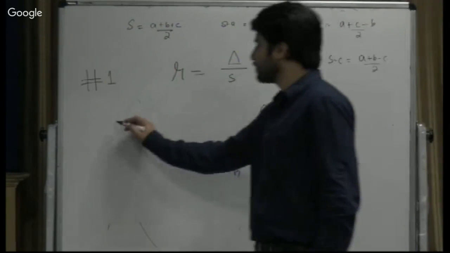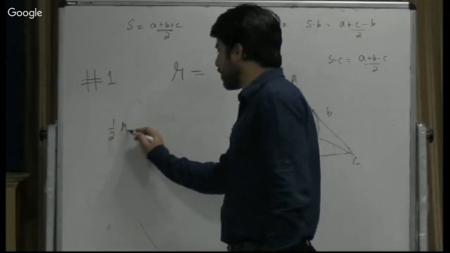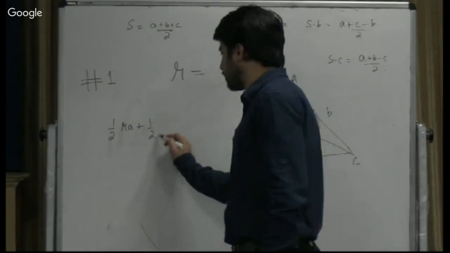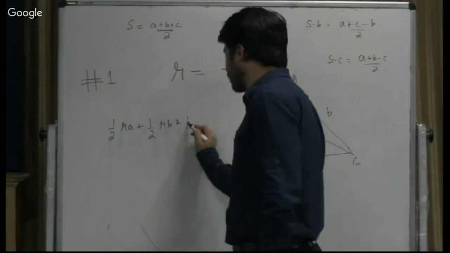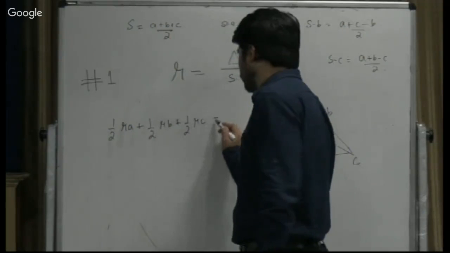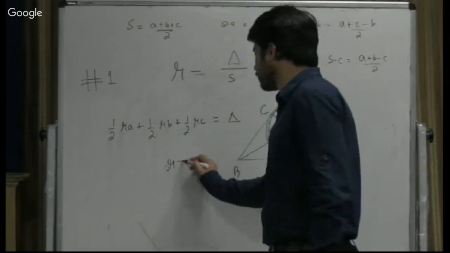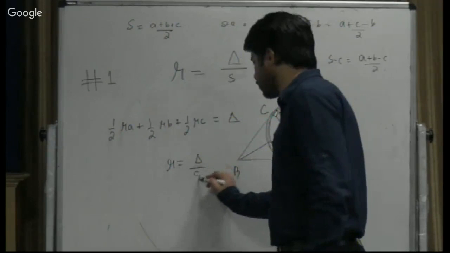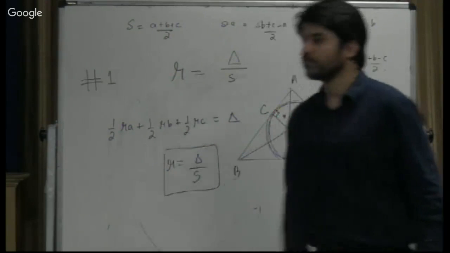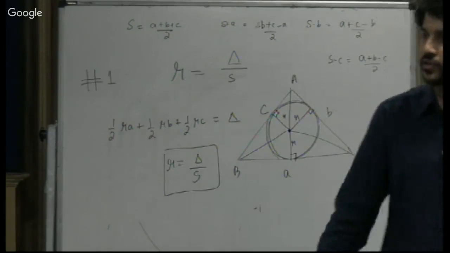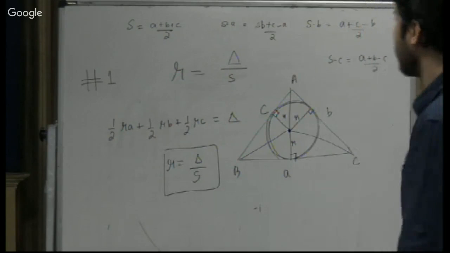Half RA plus half RB plus half RC, that would be equal to delta, so R would be equal to delta by S. Clear? So the first property is very clear. No issue with this?